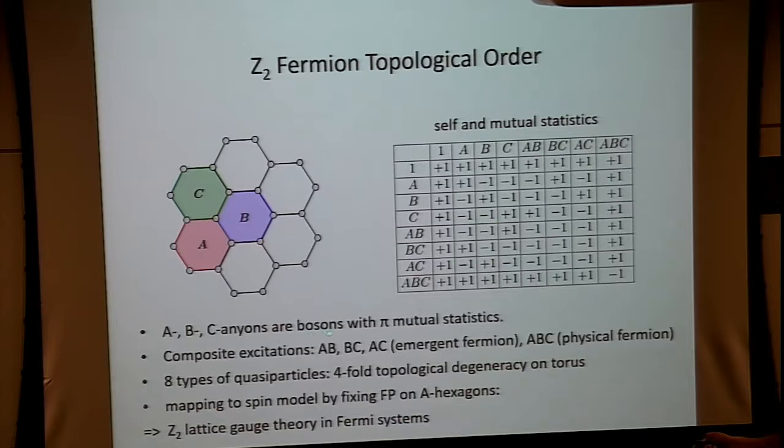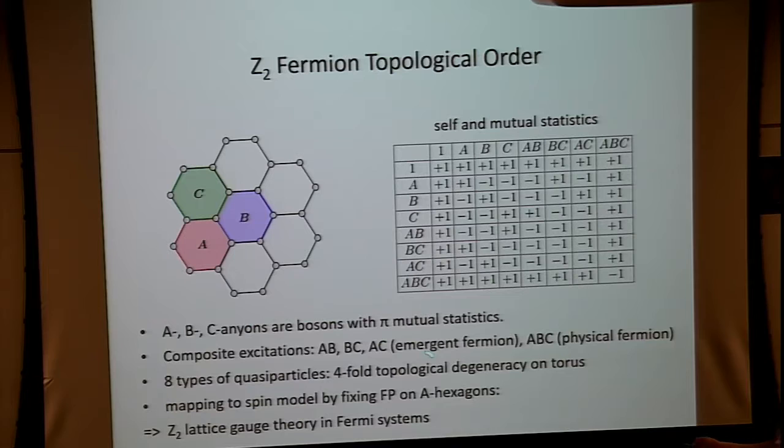AB, BC, AC, these excitations are fermions. These are not the physical fermions. These are something like the epsilon particle in the toric code. These are emergent fermions. So they have the self statistics of a fermion particle, but they also have mutual statistics with other excitations. So these are really anions.